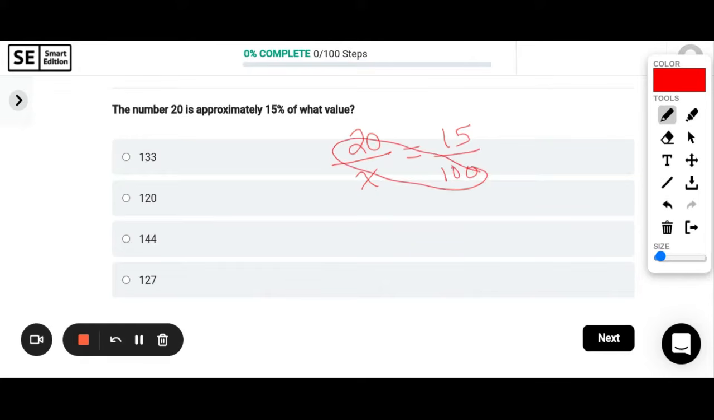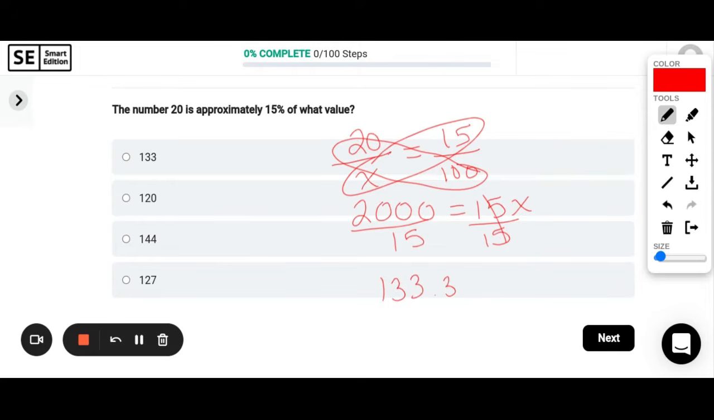So when I cross multiply here, I'm going to get 2,000 equals 15 times x. And when I divide each side by 15, I get approximately 133. So if I were to plug this into my calculator, I would get 133.3 repeating. Okay, but the question asks approximately, so it's around 133.